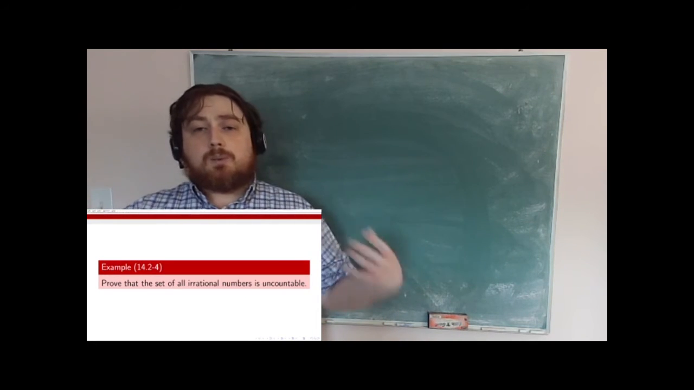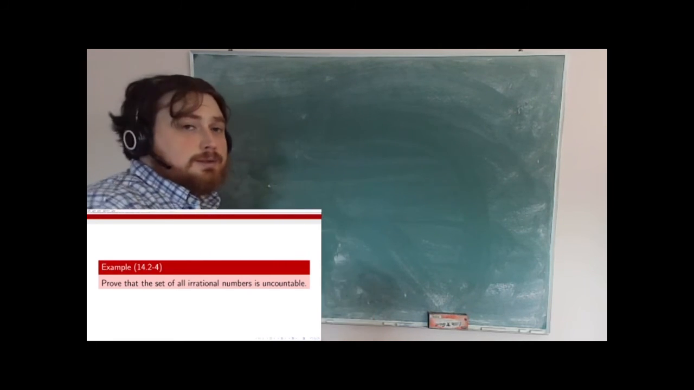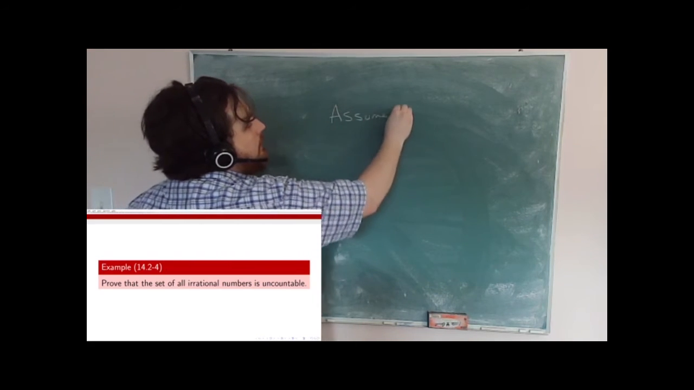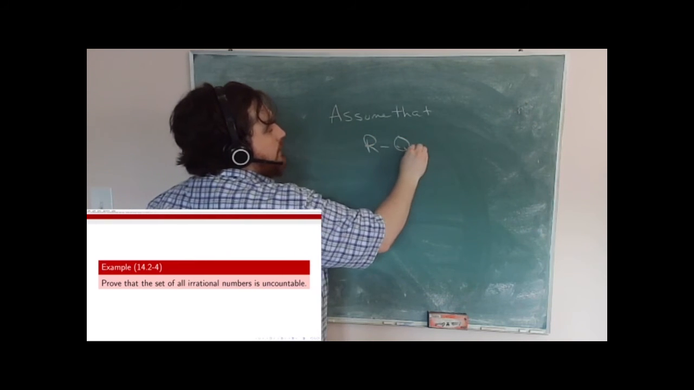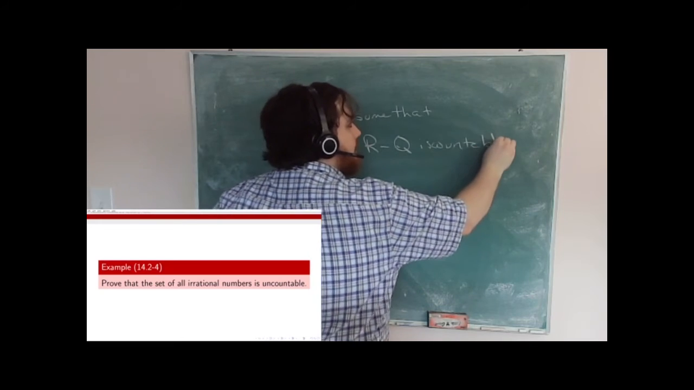Let's show that the set of irrational numbers is not countably infinite, that is, it's uncountably infinite. Well, the way we're going to do this is proof by contradiction. So assume that R not Q is countably infinite.